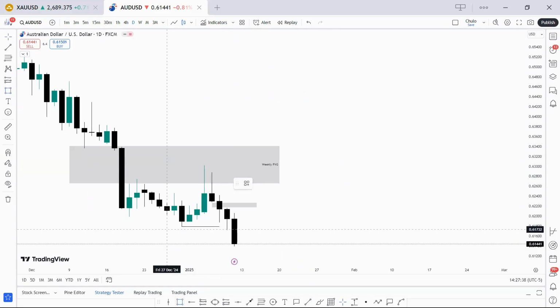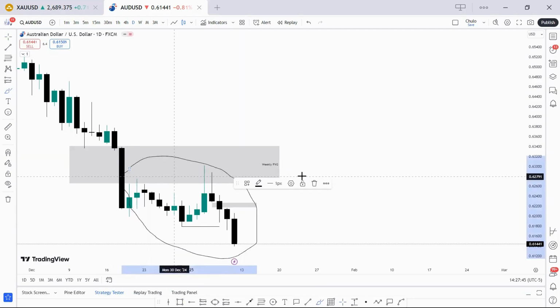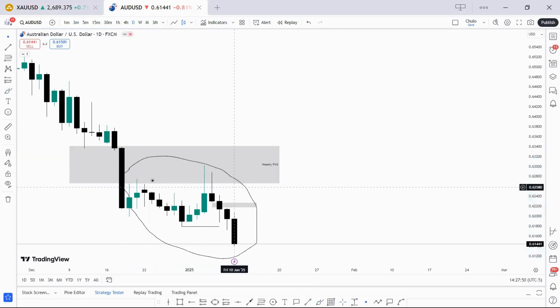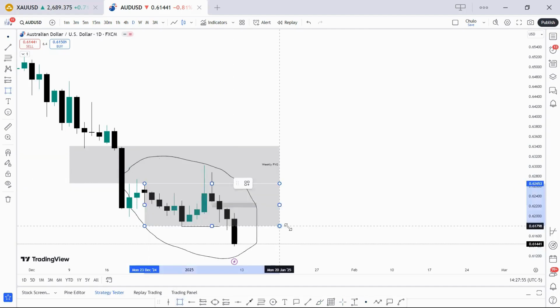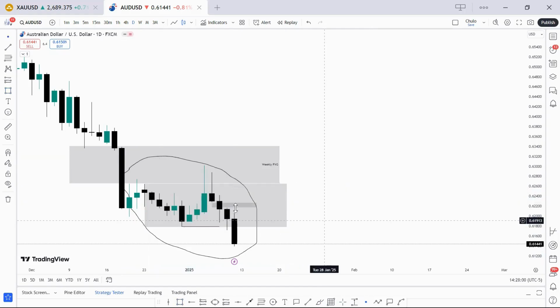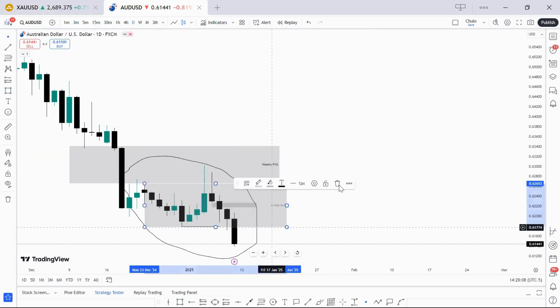Although looking at this entire structure here, is a breaker block, right? Is a breaker block. So price coming inside this fair value gap, or price might actually want to tap the open of this breaker block. But nevertheless, we'll have to see how this plays out in the coming week.